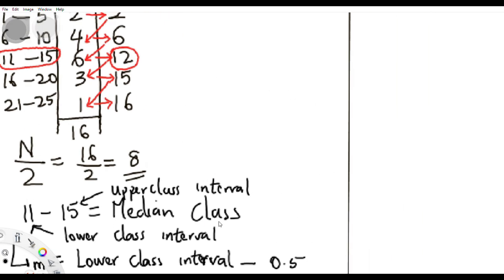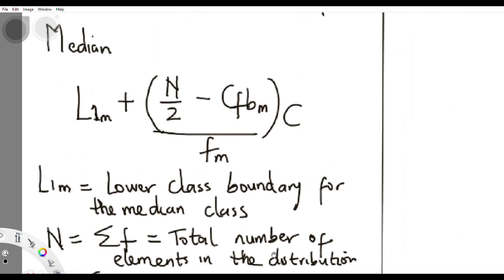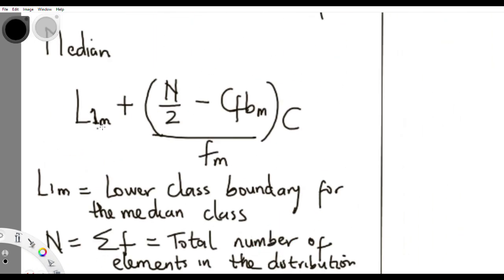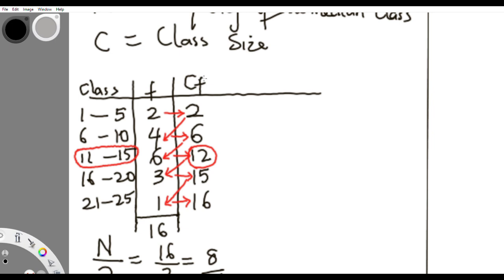Okay, now still based on the formula, we've gotten the L1 already for the median class. Now we need to get the cumulative frequency before the median class. Now let's quickly scroll to the table. This is the cumulative frequency table. Cumulative frequency before the median class, this is the median class, right? This is the cumulative frequency of the median class. So that of the one before the median class is 6.